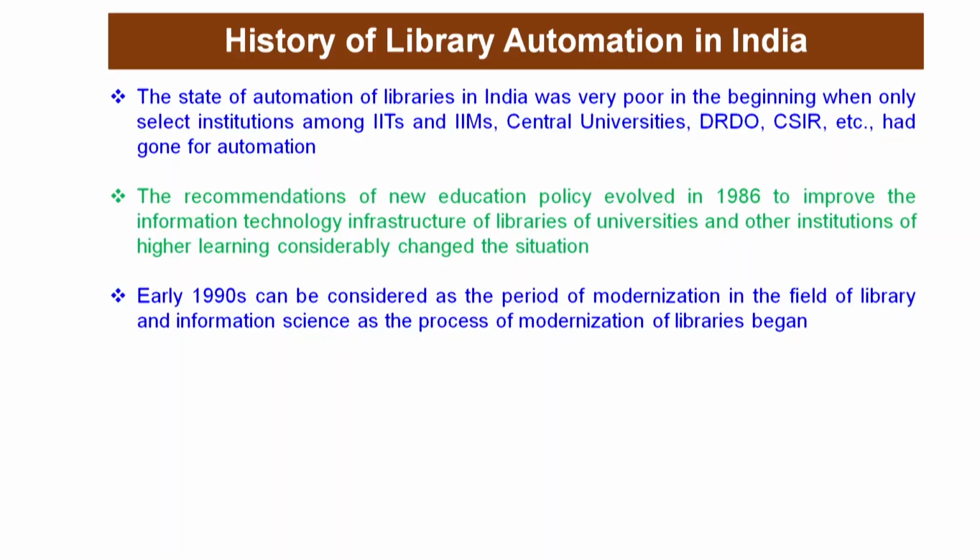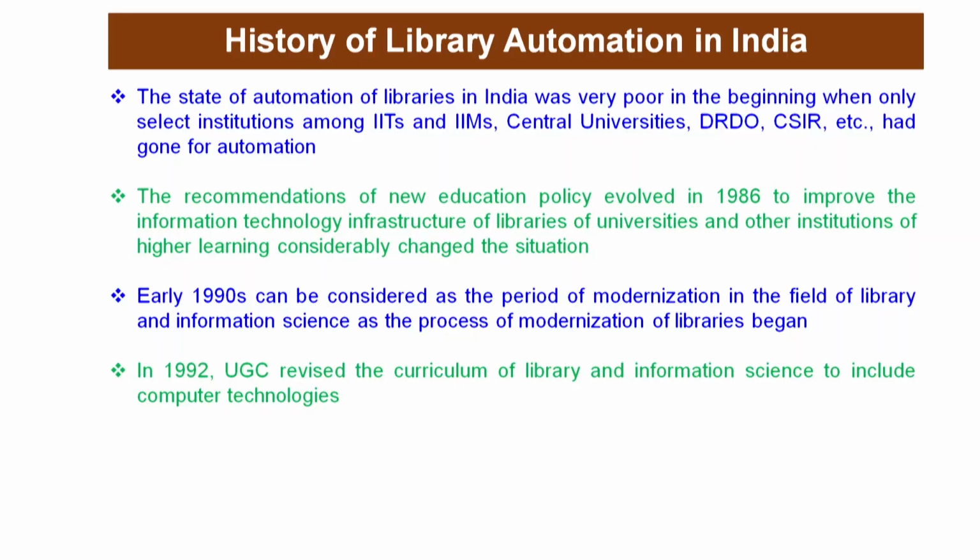And apart from that, in the 1990s, as we know, computers made revolutionary changes, so people started purchasing and using computers. That also had an impact on the development of library automation in the Indian scenario. And in 1992, UGC also made a development such that the curriculum of library and information science was included as a part of a domain or a subject.